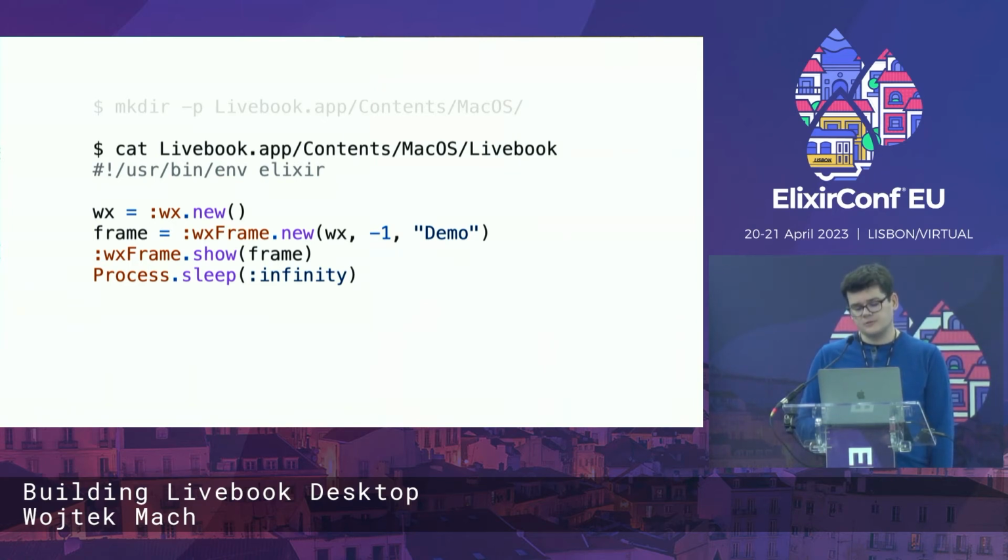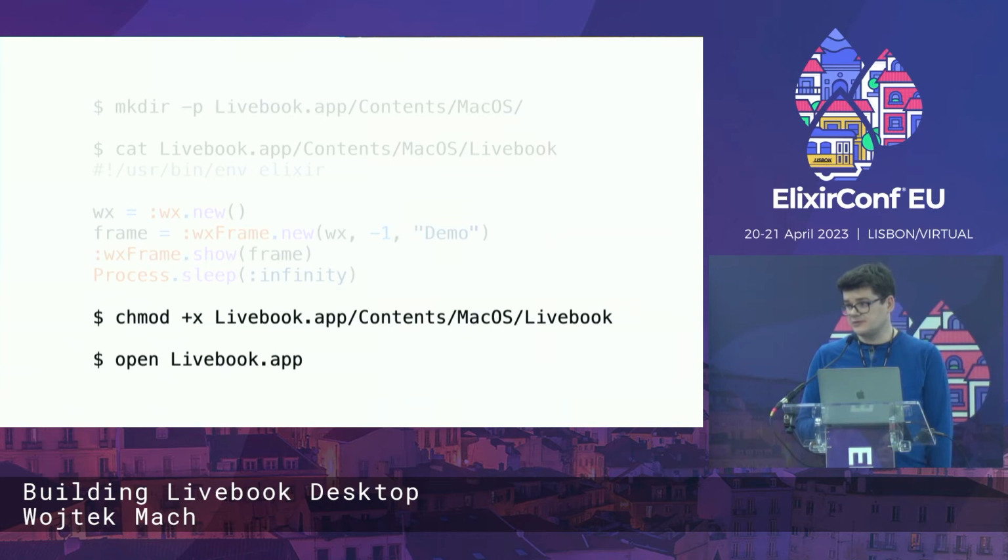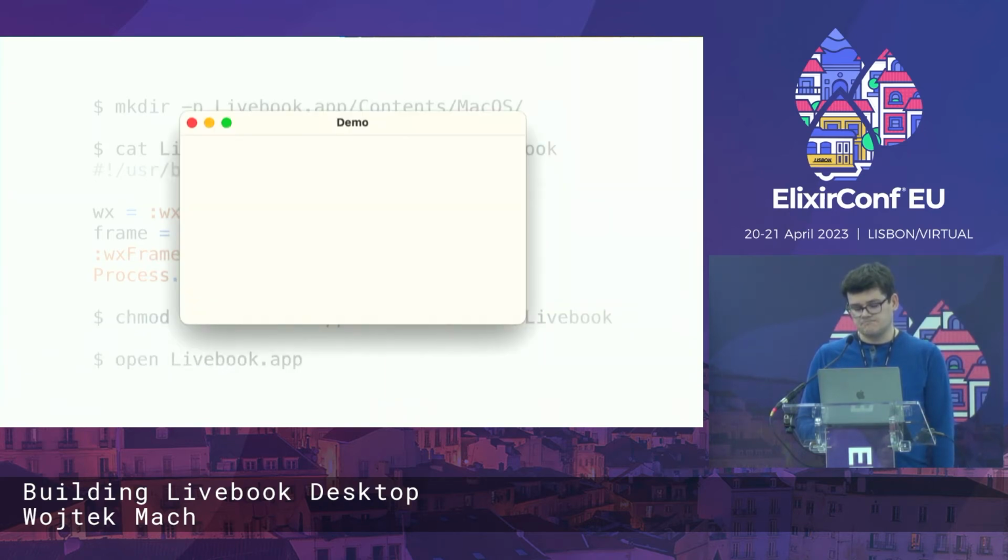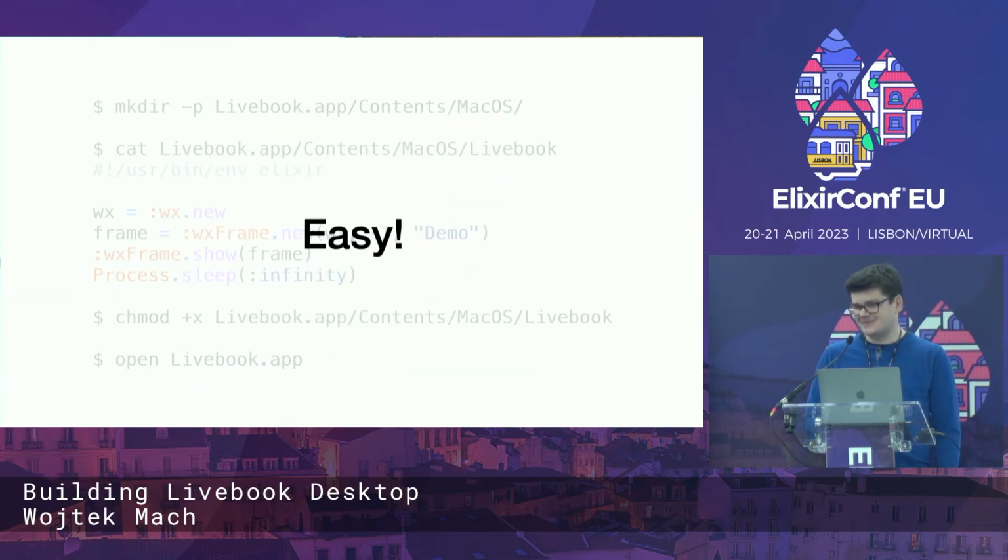And here we use wx. That's wxErlang, the Erlang bindings to wxWidgets, a cross-platform GUI toolkit. It ships as part of OTP, so it's really easy to use. It's just there. Here we just initialize it, create a frame or a window with a title, show the window, and then sleep forever. After making this file executable and opening the app, it just works.